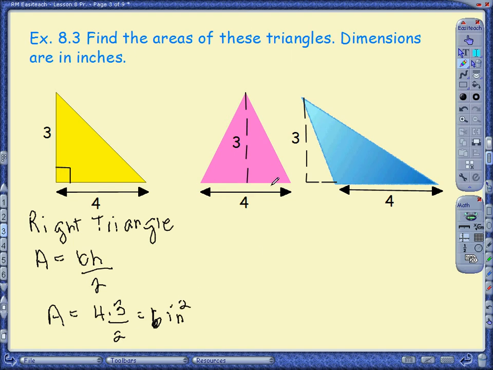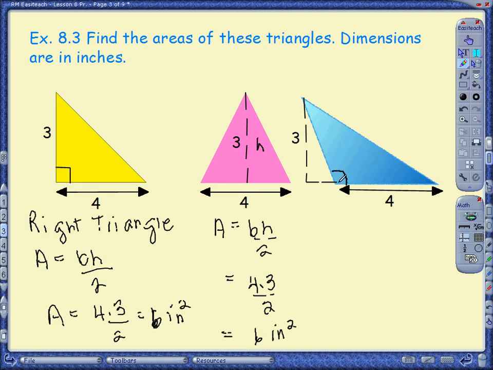Now this is an acute triangle. In an acute triangle, the height is drawn inside the triangle. This is the height. Okay? And again, we have the same base and height. We use the same formula because it's a triangle. So 4 times 3 divided by 2, and the area is 6 inches squared. 12 divided by 2.